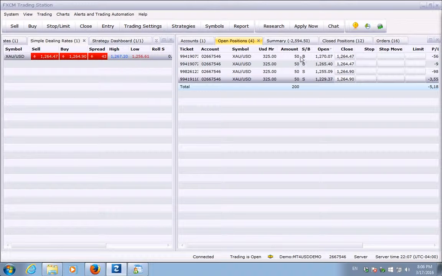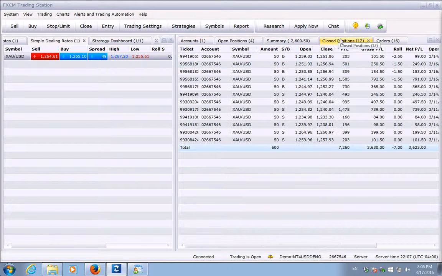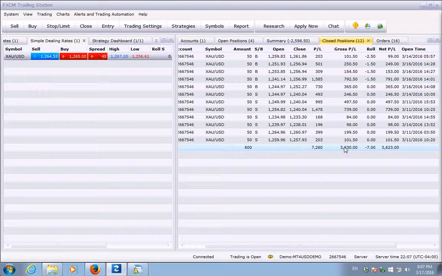So now we have 100 bought and 100 sold, pretty much break even. And our balance is actually looking better today, even though equity is down but still positive. So that's all the closed positions. You'll see 3600 profits taking.